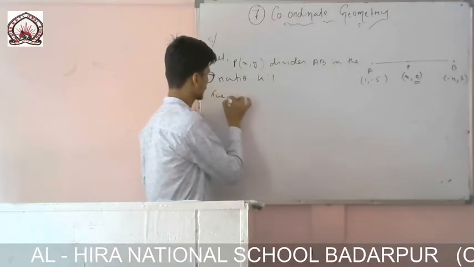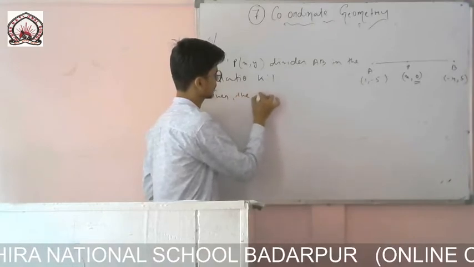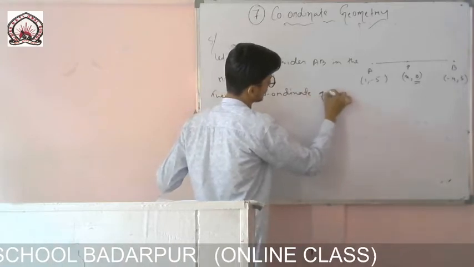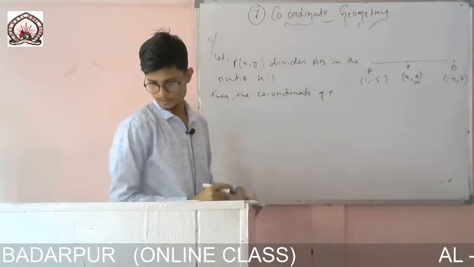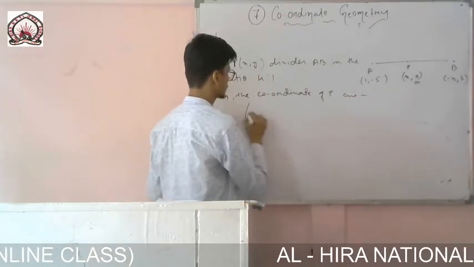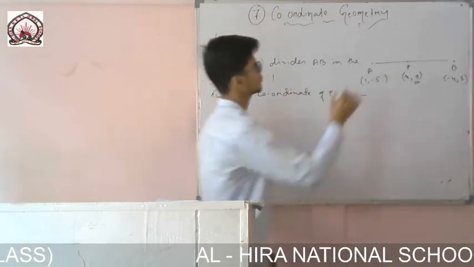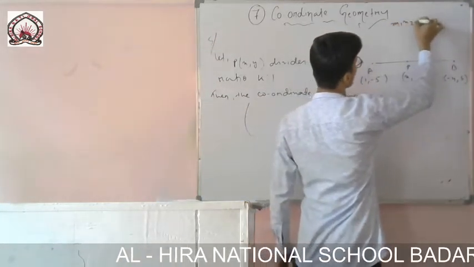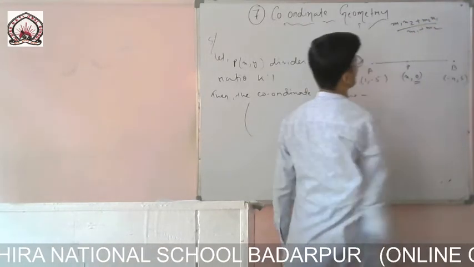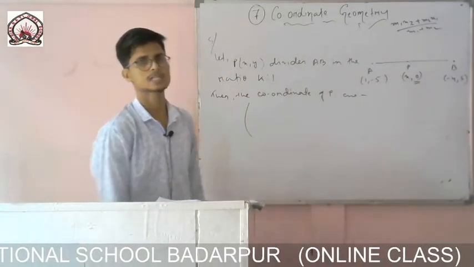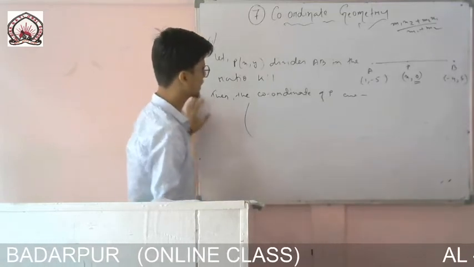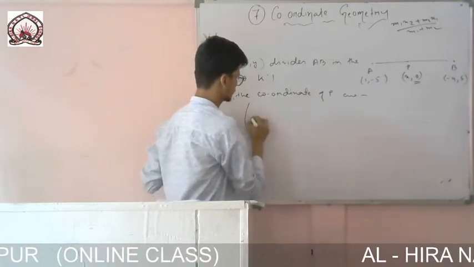Then the coordinates of P are, what are the coordinates? So let us find. For the x coordinate it will be m1 x2 plus m2 x1 by m1 plus m2. What is the formula? Again I am writing, you see. For y it will be m1 y2 plus m2 y1 divided by m1 plus m2, okay. So now let us find the x coordinate.